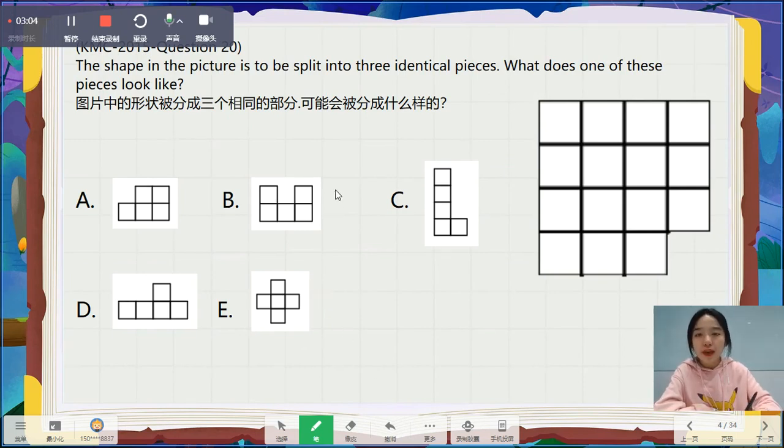Okay, so let's see the second question. The shape in the picture is to be split into 3 identical pieces. What does identical mean? It means the 3 pieces are the same. And what does one of these pieces look like?